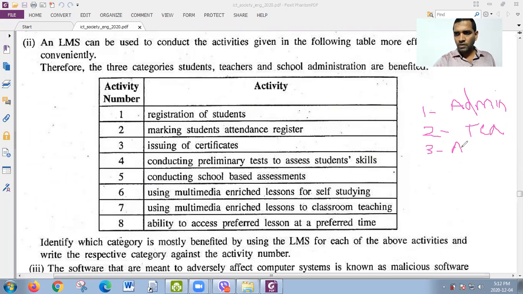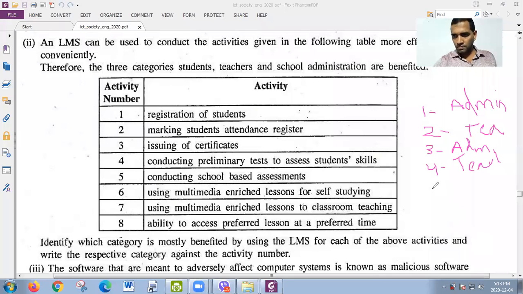The question is very simple, right? Number 4, conducting a preliminary test to assess student skills, right? Conducting tests and everything are related to teachers. Even though sometimes you can argue that they are related to administration, it is better to say these are related to teachers, because they are the people who conduct examinations.